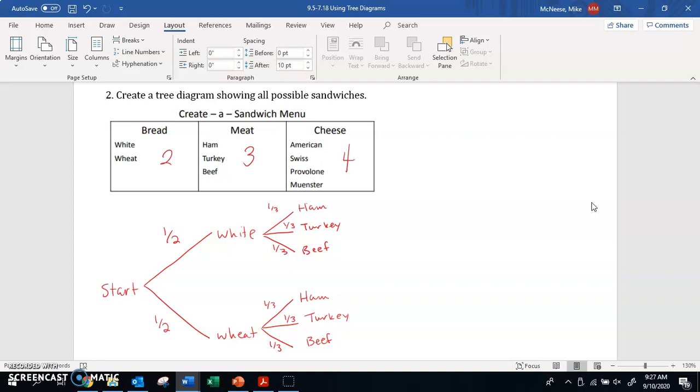And then the last thing is a cheese. So you can have 1 of 4 cheeses on any of these sandwiches. So you have a sandwich with white bread, ham, and American or Swiss or provolone or Munster. So each of these meats have 4 options: American, Swiss, provolone, or Munster. This one also has 4 options. So I'm just going to go through and give 4 possibilities for each of these.